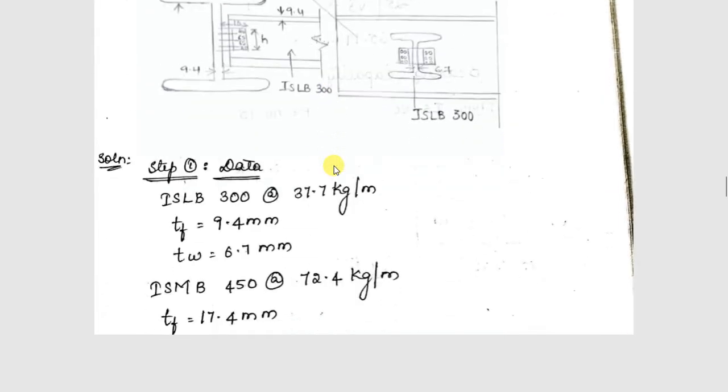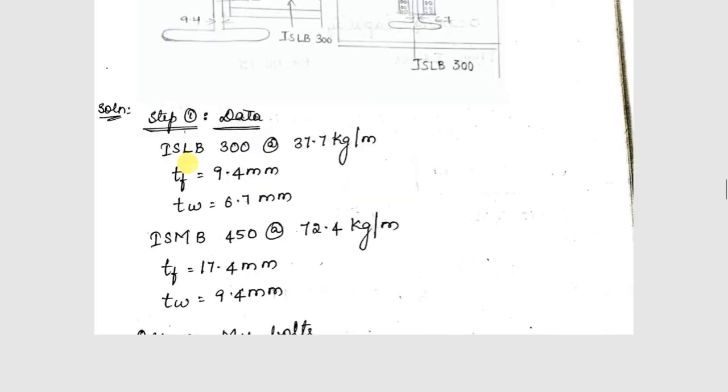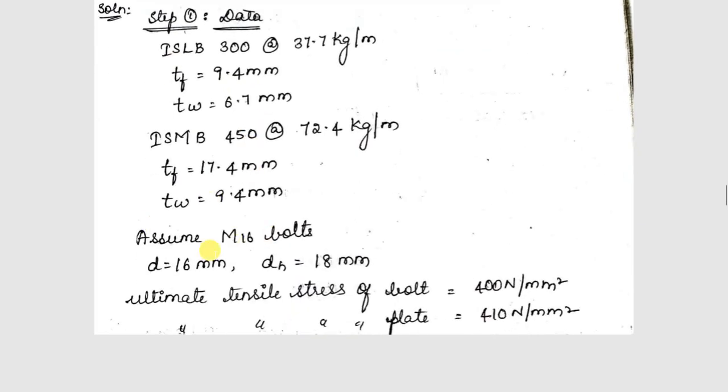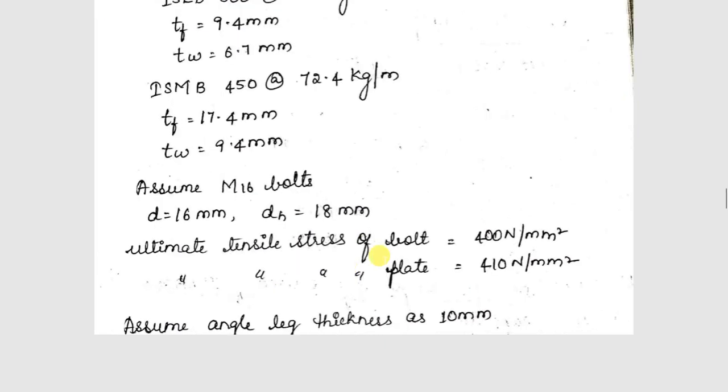So first, write down the details of both the beams from steel tables, thickness of flange, thickness of web. So assuming M16 bolts, D will be 16 and the diameter of the bolt hole will be 18 mm. The grade of bolt is given, that is 4.6. So the ultimate tensile stress of the bolt will be 400, and that of the plate or the material, that is the I section, is 410 Newton per mm square.